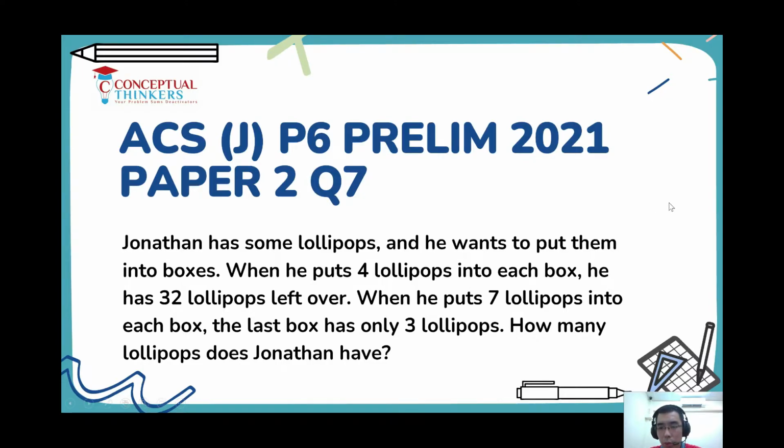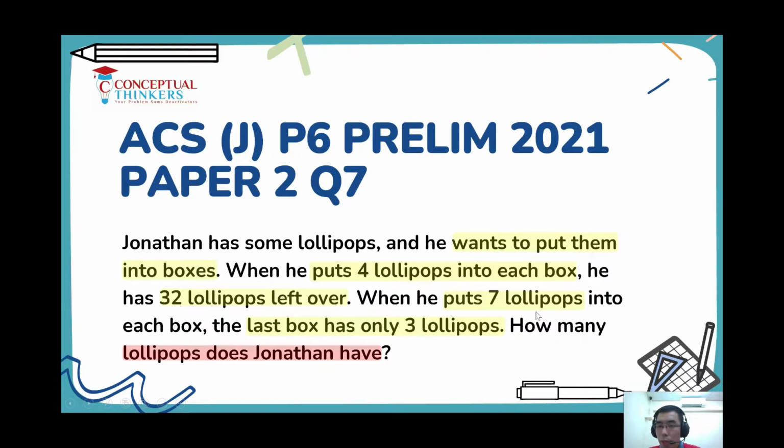So first, we need to highlight key phrases and look at what the question is asking for. We know that Jonathan wants to put them into boxes. There are two scenarios. The first scenario is when he puts 4 lollipops into each box and he has 32 lollipops left over, which means that after he packed all the boxes, he has 32 extra lollipops.